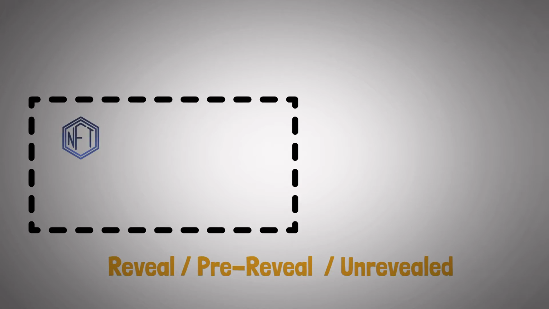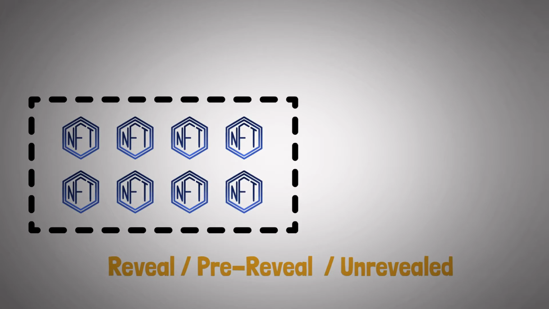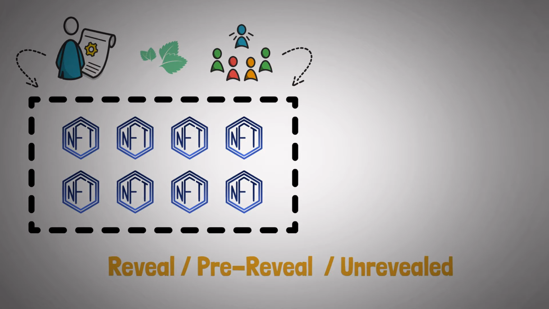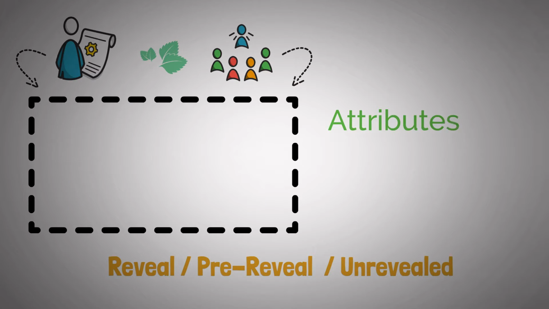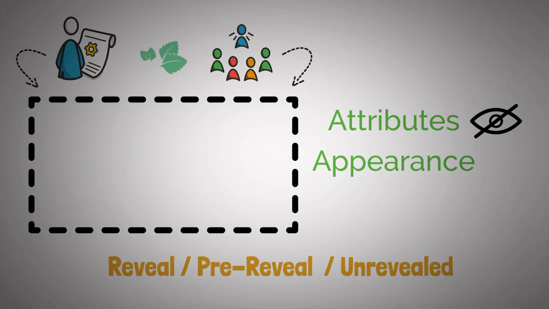Reveal, pre-reveal, and unrevealed are all terms referring to the state of NFTs within a collection. It's not unusual for projects to mint NFTs or allow their community to mint NFTs within a collection that all begin in what you could call an unrevealed state. What this means is that the NFTs are hidden and their individual properties are not available for viewing by the public, and most times by the collection owners themselves.